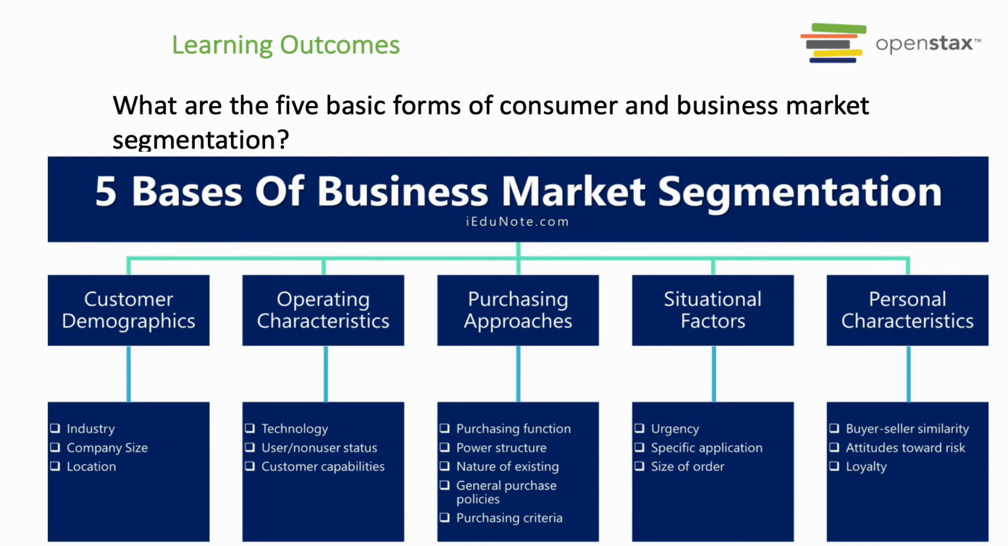Another market segmentation is based on the purchasing approach. So if there are those who are deciding for buying or not, or if they're buying for someone else or another company, then the power structure, then we look into the nature of existing power. Then we look into the general purchase policies, because I'm not just talking about people, but also different companies, corporations. They do have policies on how to purchase, and then purchasing criteria. So what those segments have as criteria for buying.